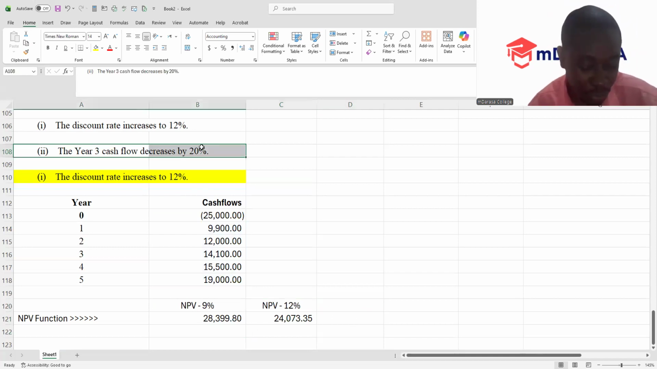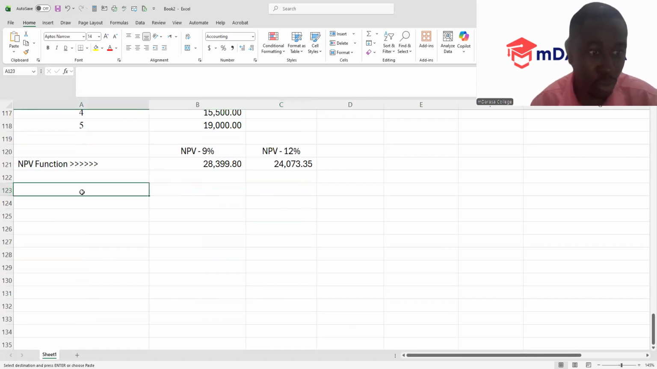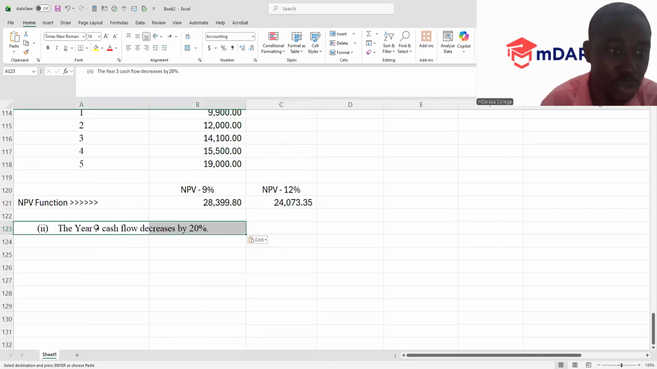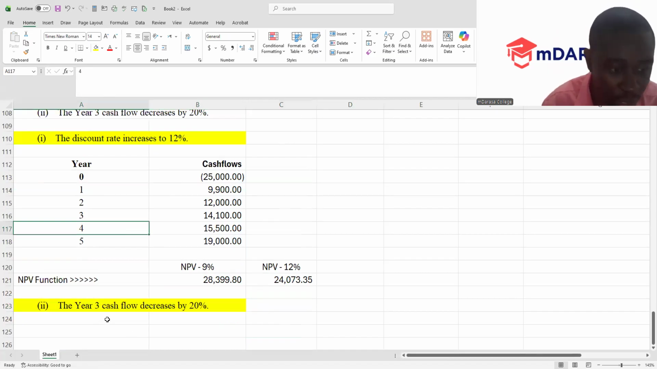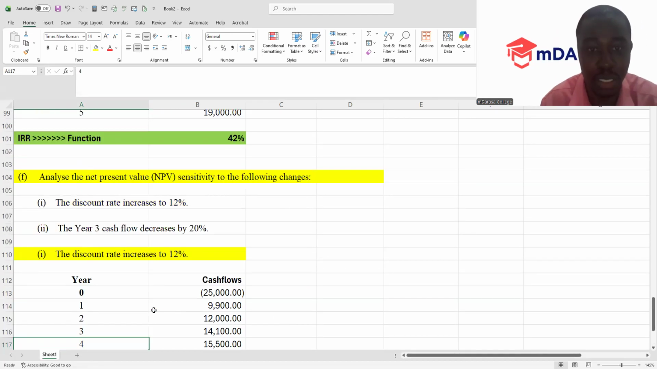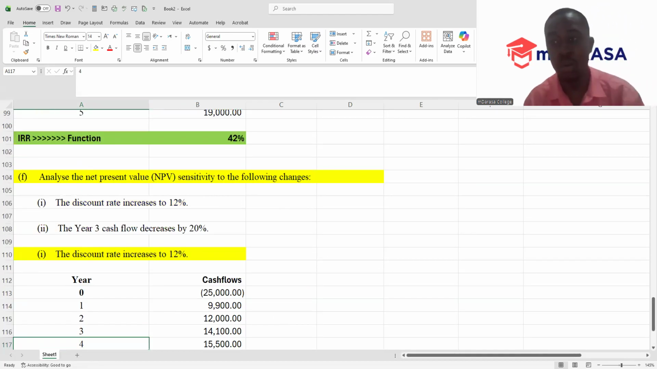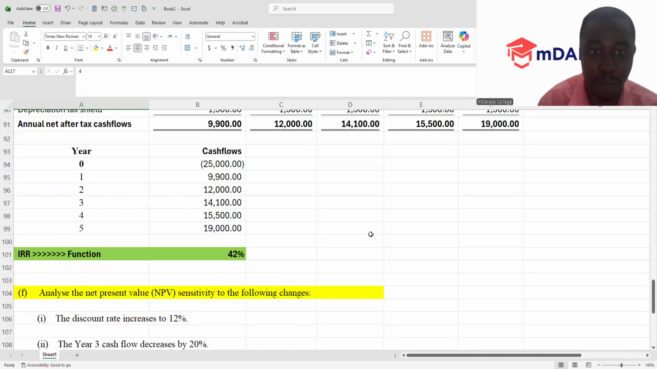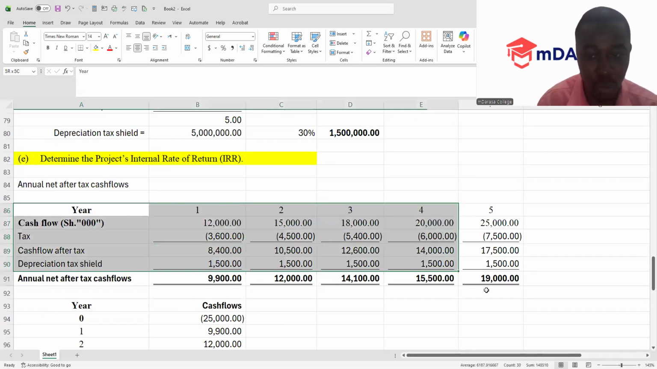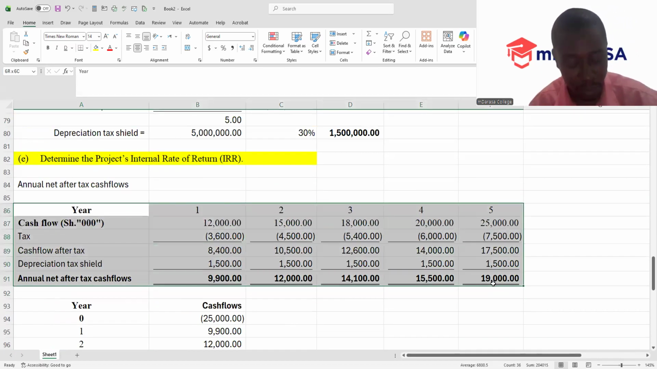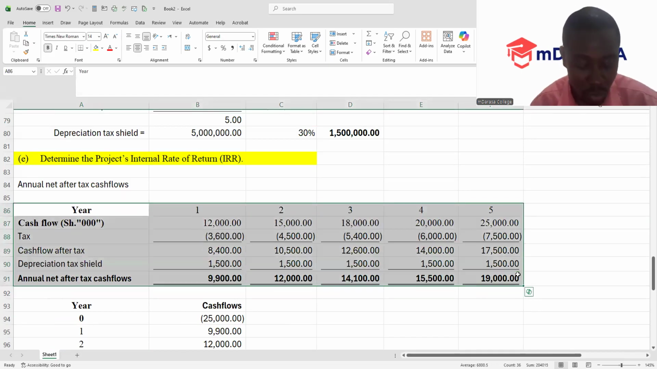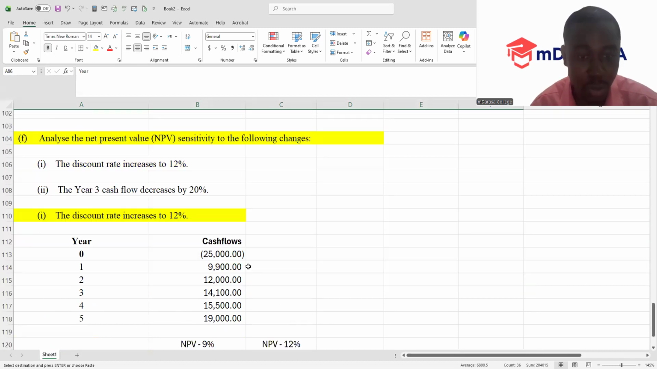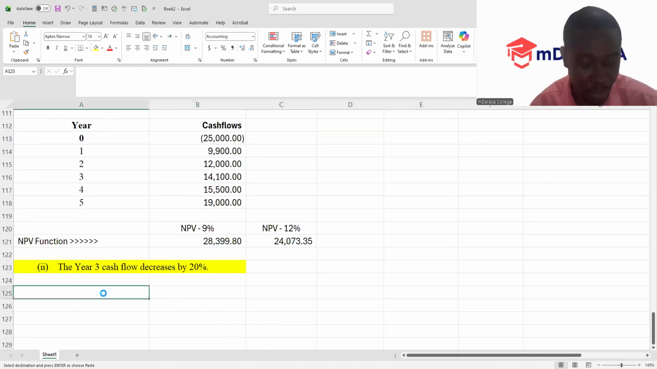Part 2. What are we required to do in part 2? Again, this is easy. The year 3 cash flows decrease by 20%. Which cash flow are we going to impact? Of course, we come and take what we had here. We copy paste exactly what we had. So we have it at this point.